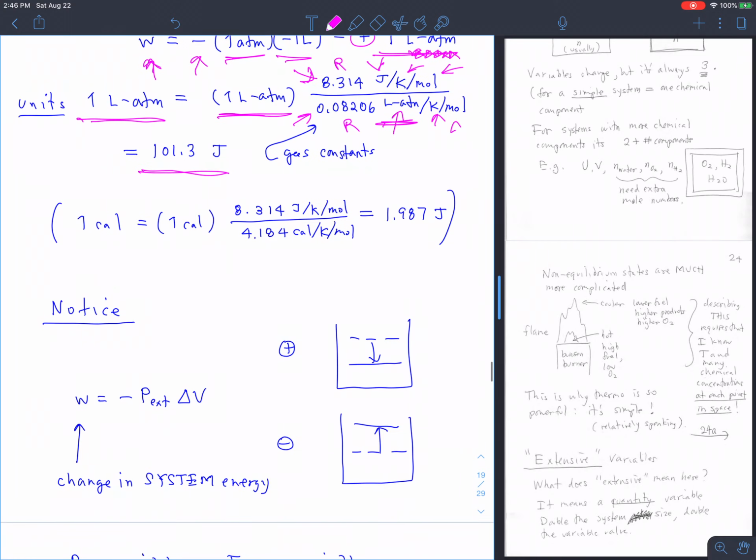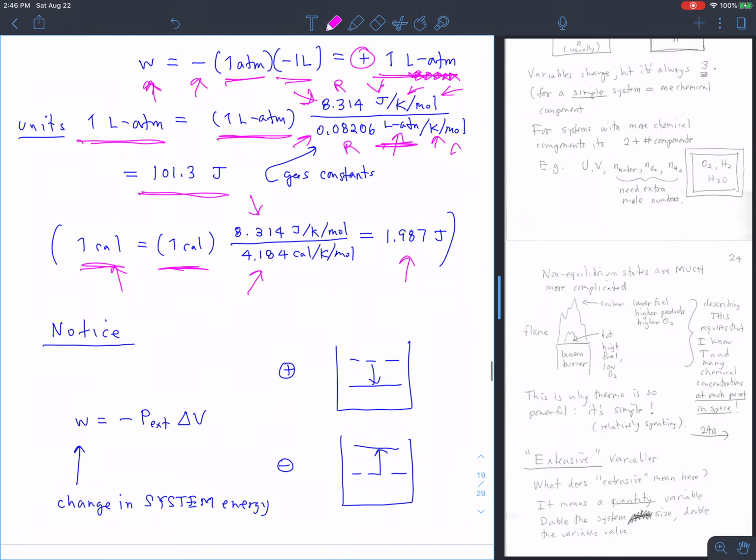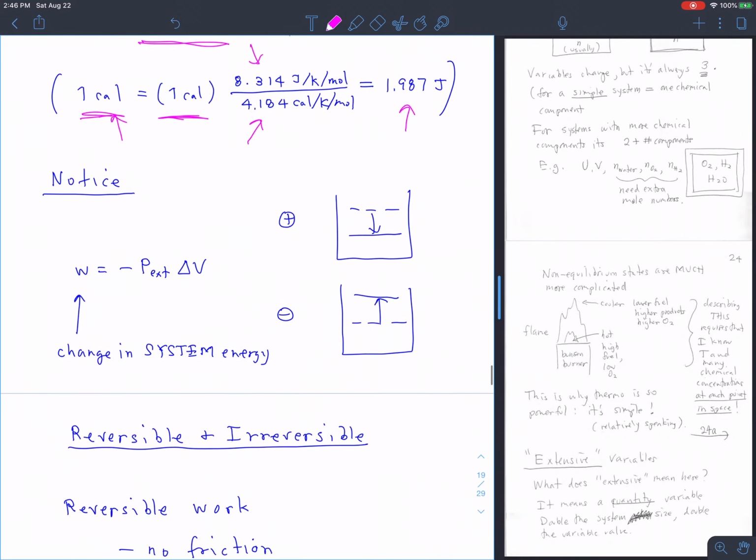So 1 liter atmosphere is about 100 joules. And we won't use calories in this class, but they are out there. They are commonly used. You can use the same trick. Here's the gas constant in joules. Here's the gas constant in calories. And so 1 calorie is about 4 joules. Joule is the smallest unit, calories in between, and liter atmosphere is by far the biggest unit.